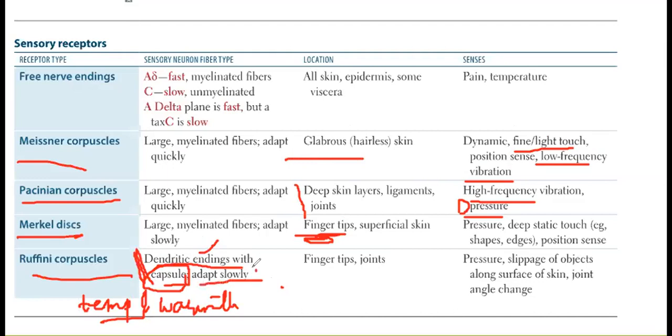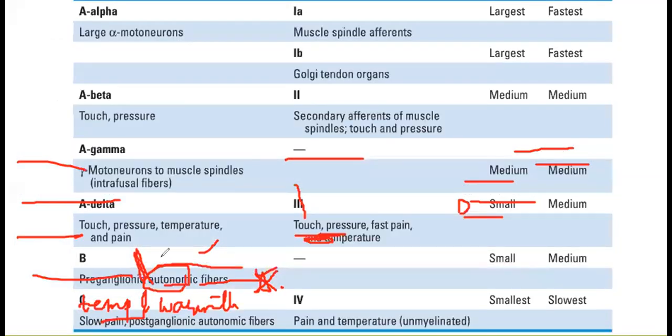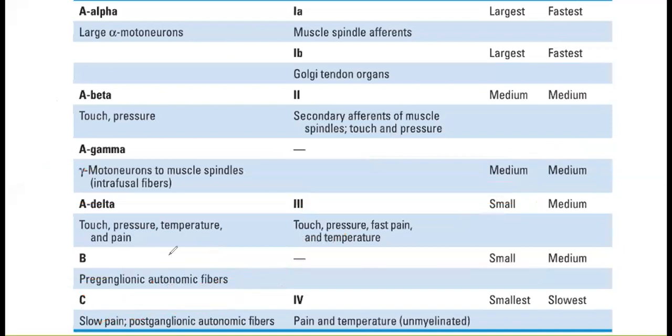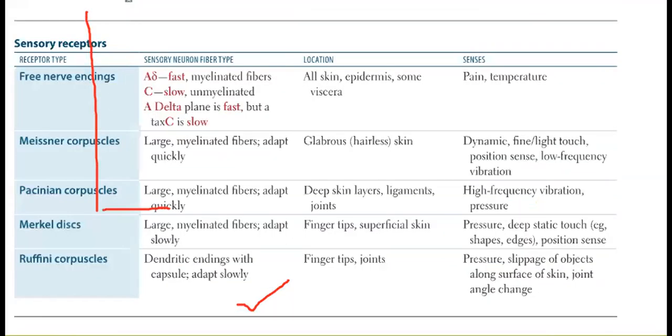So now when I'm talking about slow adaptation, will they be A fibers? No, they are not A fibers. Now we are talking about the B and C ones. Mostly C, but if we are talking about the A category, they can be delta, but not all of them. Mostly they are C.